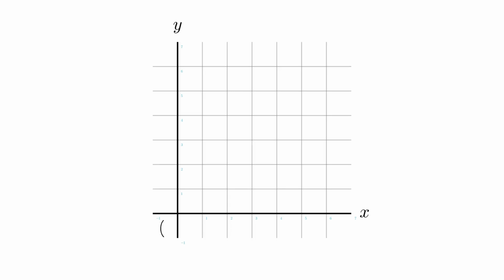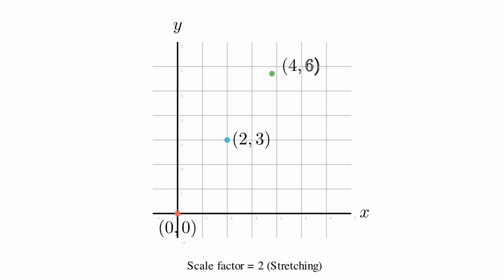Let's take a point on a coordinate plane. Suppose we have a point (2, 3), and we dilate it with a scale factor of 2. To find the new coordinates, we multiply each coordinate by the scale factor. 2 times 2 is equal to 4. 3 times 2 is equal to 6. The new point is (4, 6), twice as far from the center.